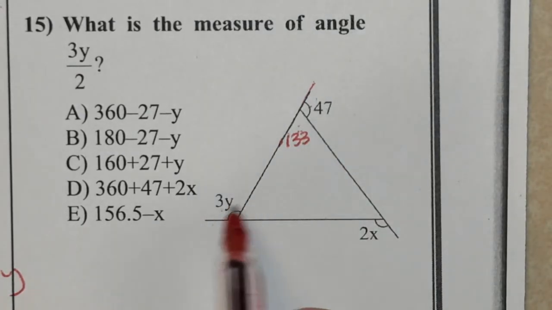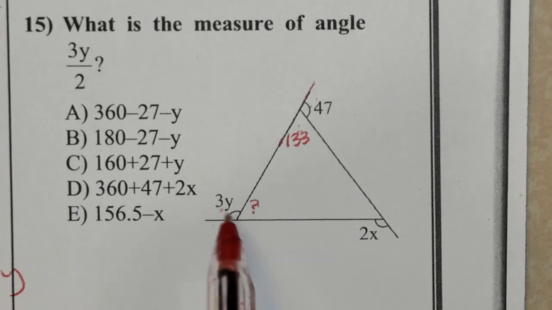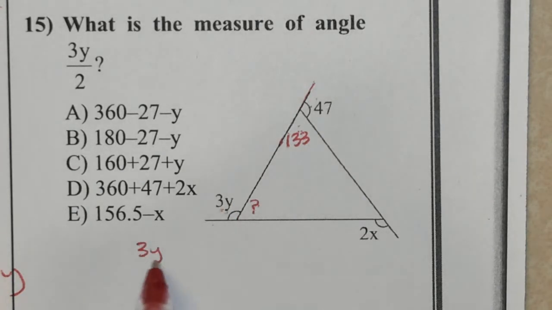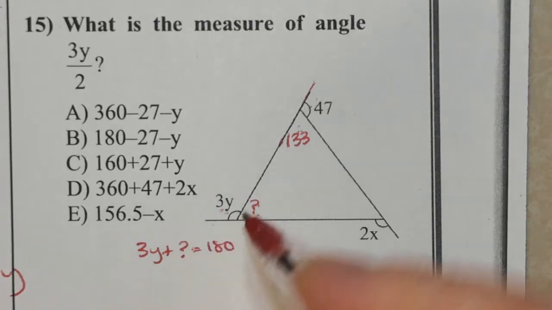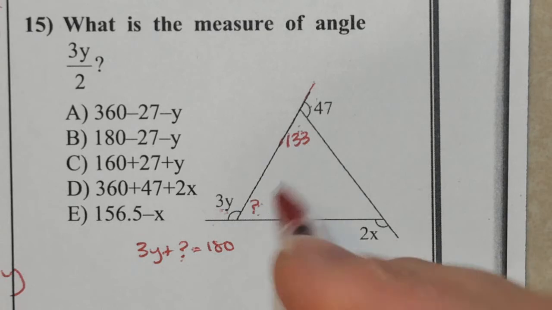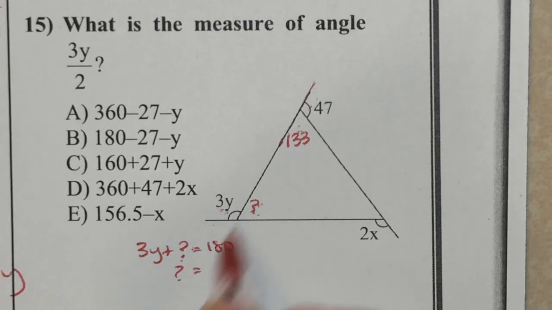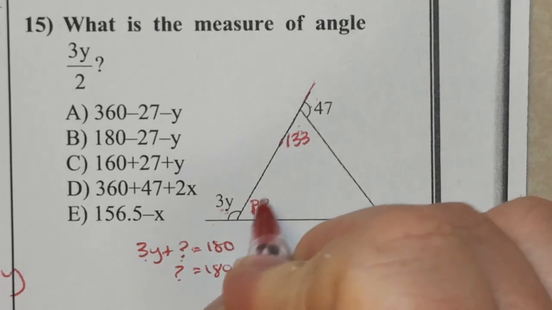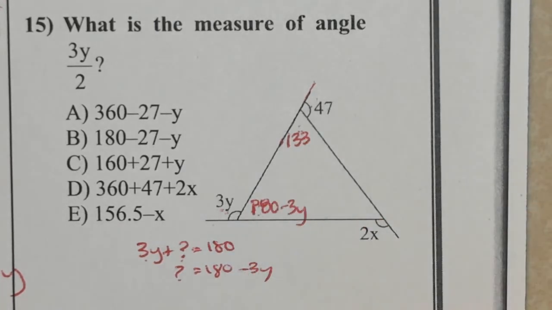I also know that these two angles, I'm going to just put a question mark, have to add up to 180. 3y plus this angle, which I have a question mark, has to equal 180. So if I isolate the question mark, I know that this angle is 180 subtract 3y. This is 180 subtract 3y.